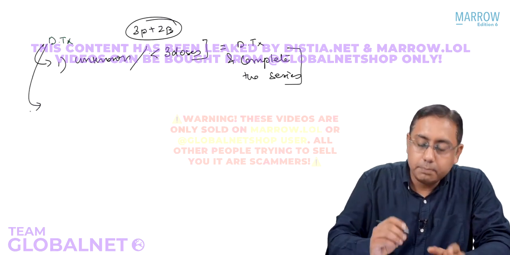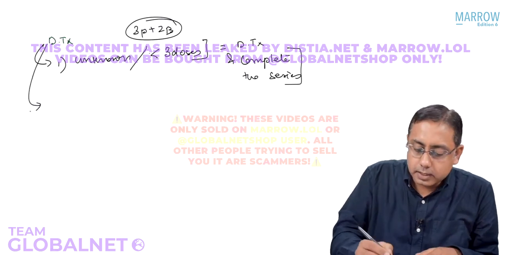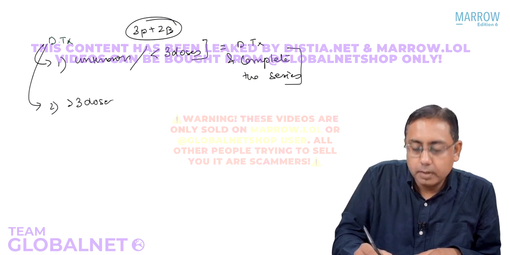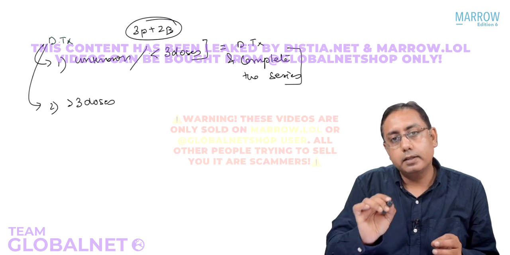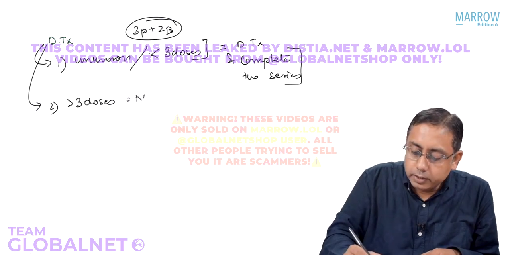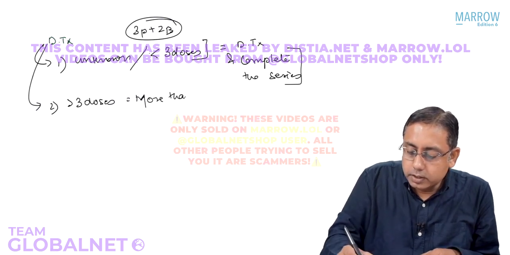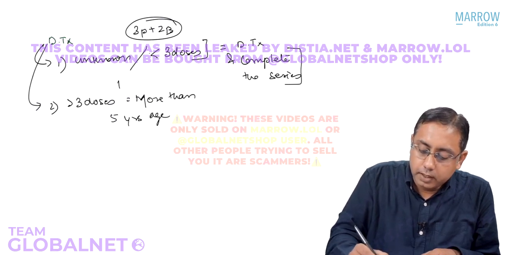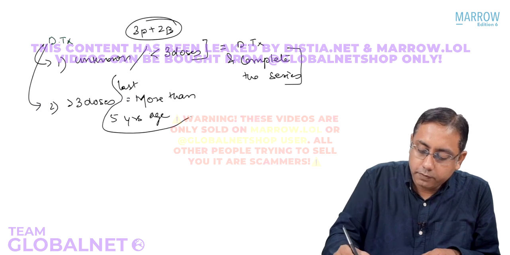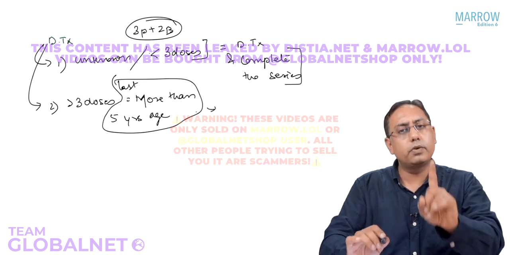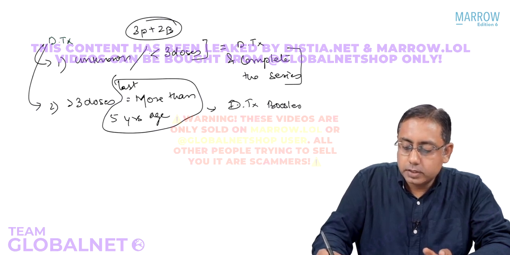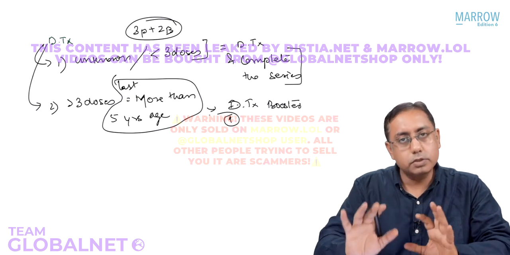Next, let us say a person knows their diphtheria status. Let us say I have already taken more than 3 doses previously and the last dose was taken more than 5 years ago. If the last dose was taken more than 5 years ago, in that situation, we are going to give only one diphtheria toxoid booster dose. Give a single diphtheria toxoid booster dose.